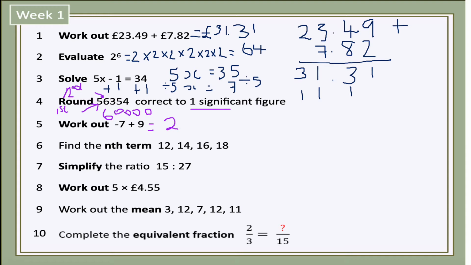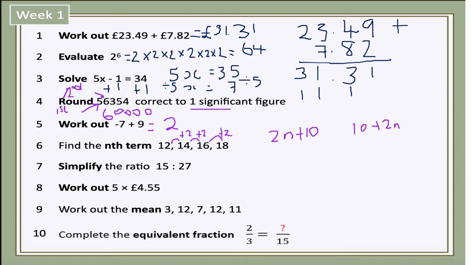Okay, this is question number 6, guys. Find the nth term of this sequence. Well, I'm adding 2 each time, so it's going to follow the 2 times table. So adding 2 each time is going to give me 2n. Okay, when n is equal to 1, 2 times 1 is 2, but we want 12, so we need to add 10. Okay, so our final answer is 2n plus 10 or 10 plus 2n. Either one is fine.